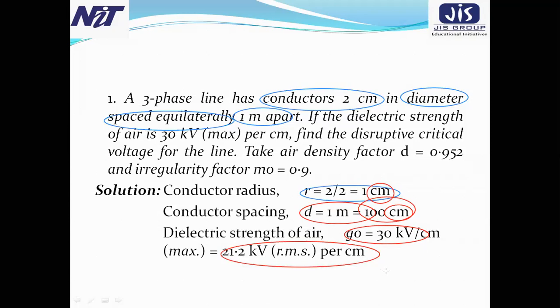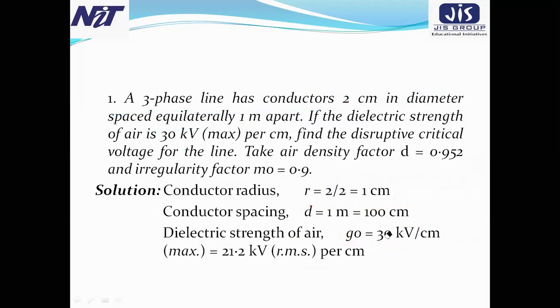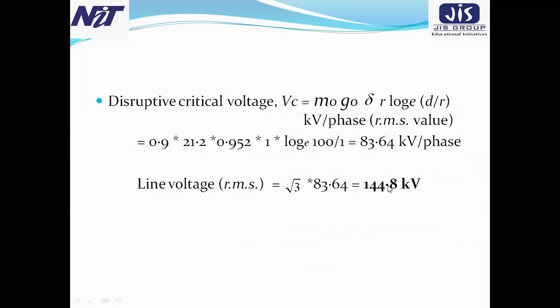So how do we convert it from 30 to 21.2? We have to divide 30 by √3, then we get the RMS value for the three-phase line. So the value will be 21.2 kilovolt RMS per centimeter. In this way, the first step is to identify the values which are given in the problem, and these values will help us to solve the problem.